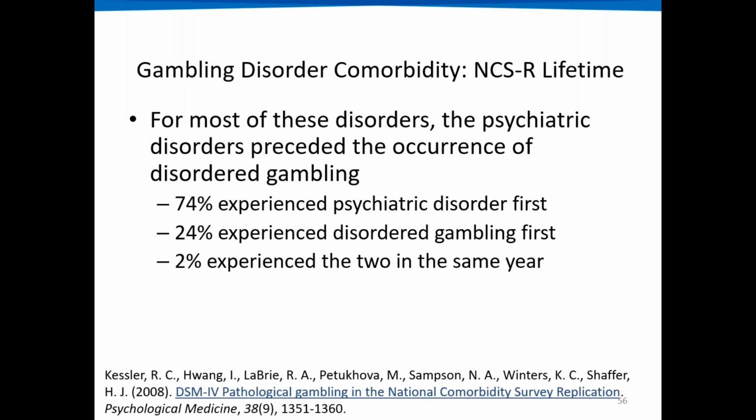For gambling, there is some evidence that in the majority of cases, the mental health disorder precedes the gambling disorder. In the National Comorbidity Survey replication, 74% of respondents who had gambling disorder and another comorbid disorder indicated that they experienced symptoms of the mental health or substance use disorder prior to symptoms of the gambling disorder.